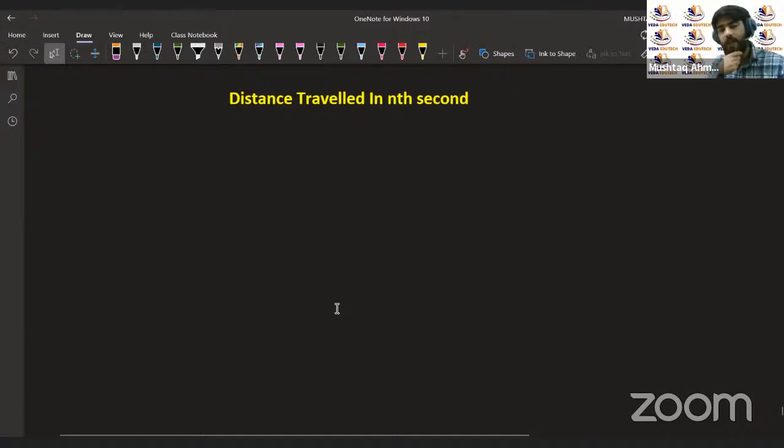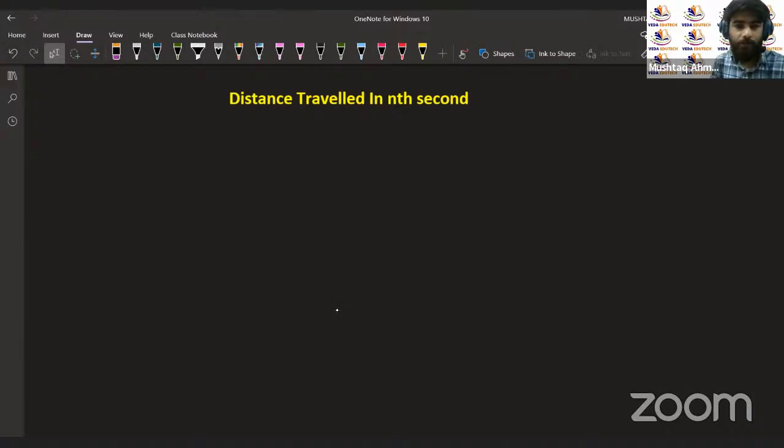In the last lecture, we discussed the equations: v is equal to u plus at, and we also derived v square is equal to u square plus 2as, and then s equal to ut plus half at square, right? But here we'll be deriving one more equation of motion, that is to calculate the distance traveled by the particle in the nth second, right?